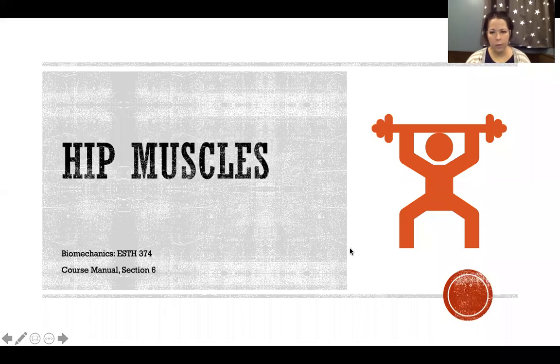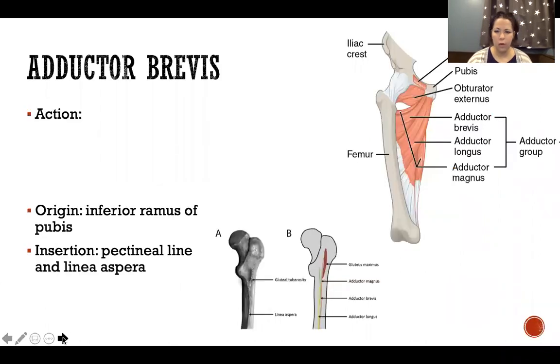Hello, in this video I'm going to talk about muscles of the hip. By hip, I mean acetabulo-femoral joint as opposed to sacroiliac or the pubic symphysis. Okay, so starting with our hip adductor muscles.